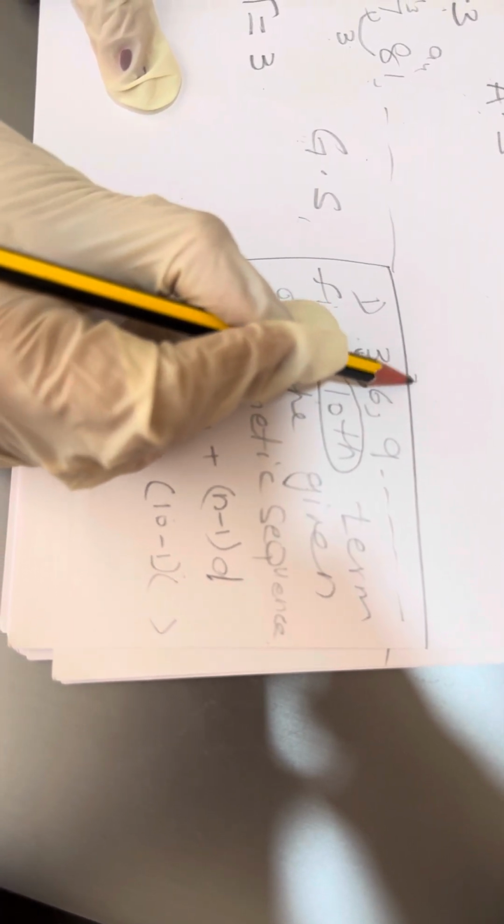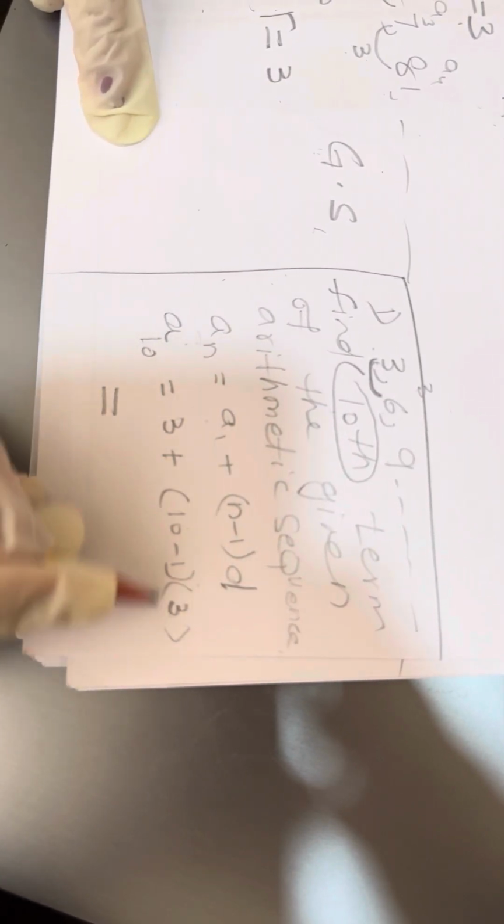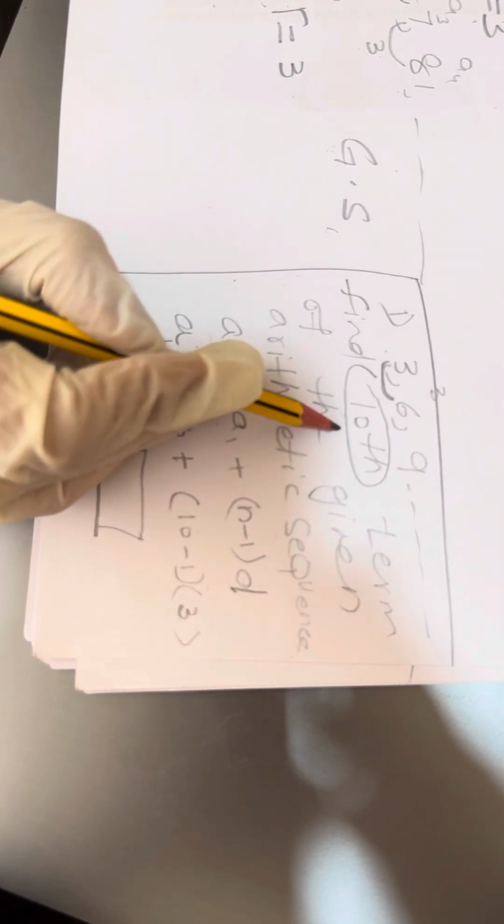And then D means the common difference. And you know how to find the common difference: second number minus first number, right? So 6 minus 3 is 3. So it means my common difference is 3. And after that, you just give this to the calculator and you will get your answer. This is for an arithmetic sequence, how to find the term.